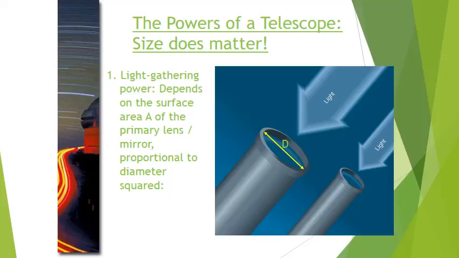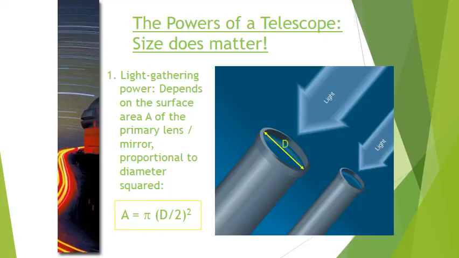You get a bigger, what's called, primary objective. That could either be a lens or a mirror. If it's a refracting telescope, it's going to be a large lens. If it's a reflecting telescope, it's going to be a large mirror. But the primary objective has got to be large, and the larger it is, the more light you can gather.